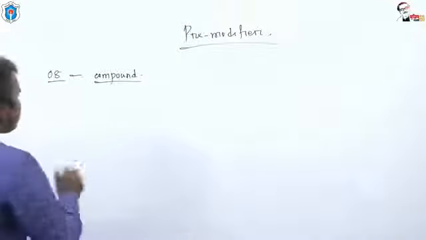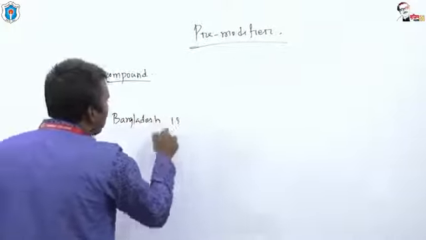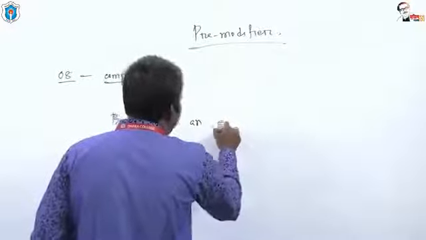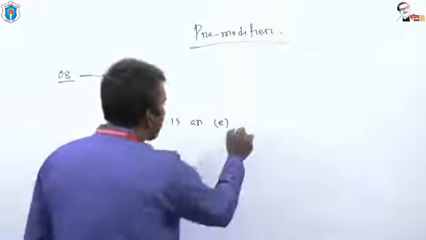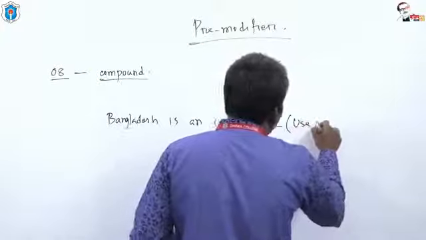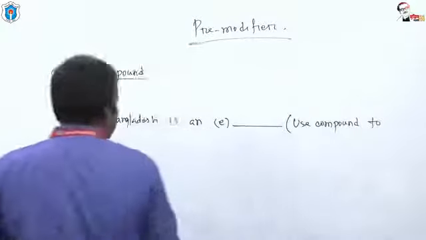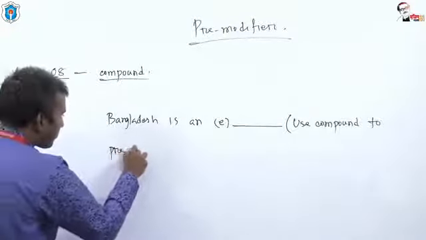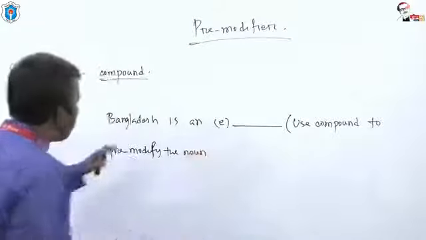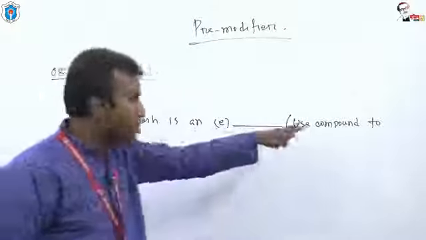Look at this, students. Suppose this is question number E. Bangladesh is an dash. In the dash you have to use a compound to pre-modify the noun.